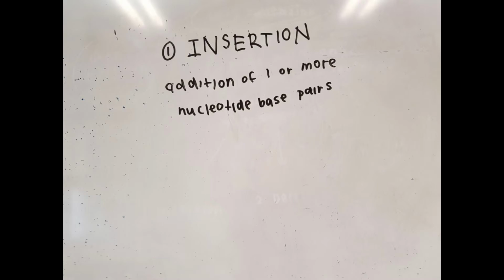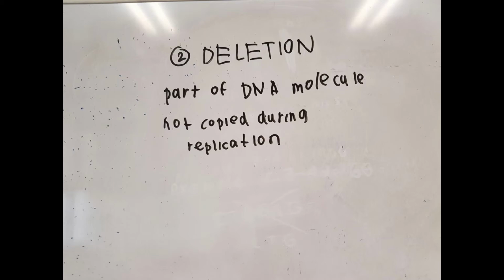Insertion mutation is the addition of one or more nucleotide base pairs into a DNA sequence, while deletion mutation is the opposite. It occurs when part of the DNA molecule is not copied during DNA replication. These two types of point mutation can drastically affect the sequence of amino acids produced.